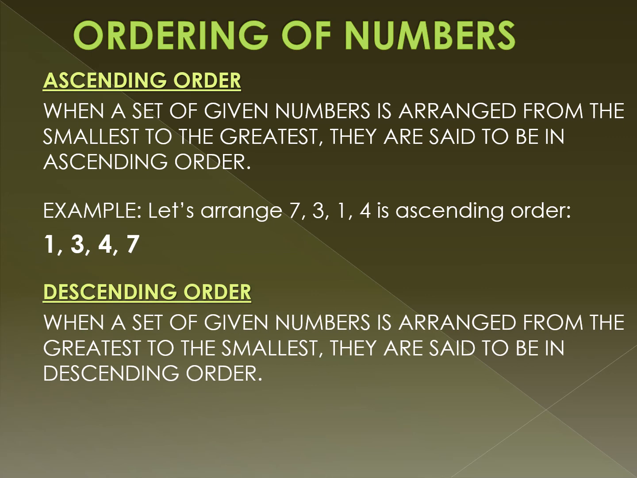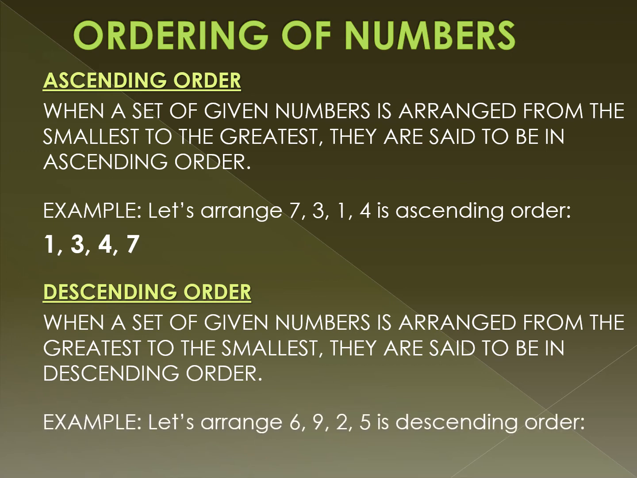Now let's try to understand what we mean by descending order. When a set of given numbers is arranged from the greatest number to the smallest number, that is called descending order. Descend means to come down or climb down. So what we are doing in descending order is we are arranging from the greatest number and then we are coming down to the smallest number. Let's look at an example to understand this better.